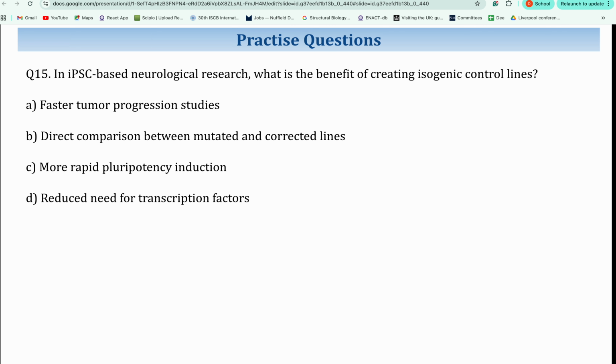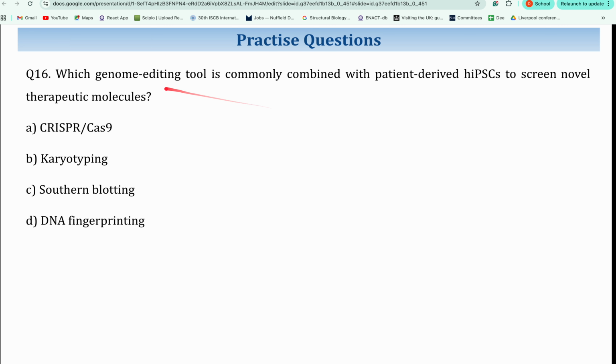Okay, so now let's see. The right answer is option B, direct comparison between mutated and corrected cell lines. Previously we have also talked about isogenic control lines. Isogenic means everything else is the same as the wild type, and the change is only at one single gene. Previously it was mutated, and now we have corrected it. In that way it is easy to make the comparison between the mutated and corrected lines. The other options, like faster tumor progression studies, are not right, and this one is the right answer. Now let's move to the next question.